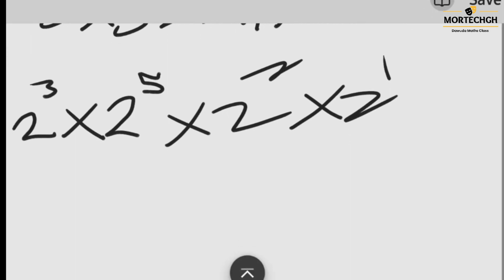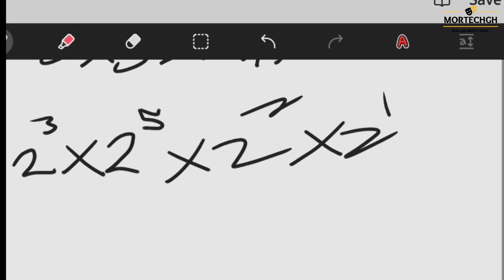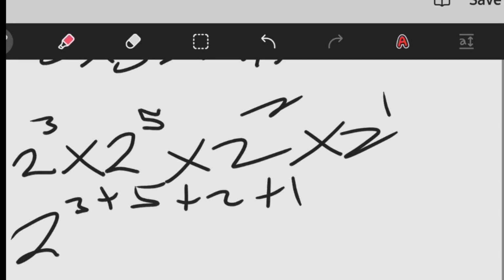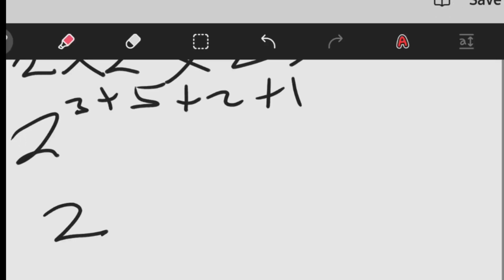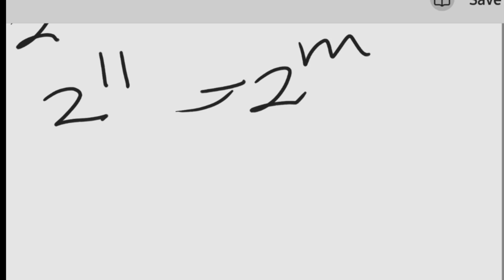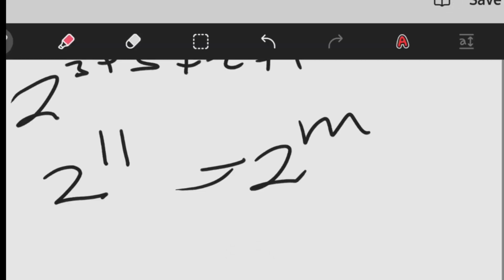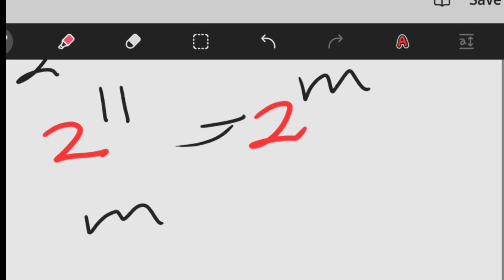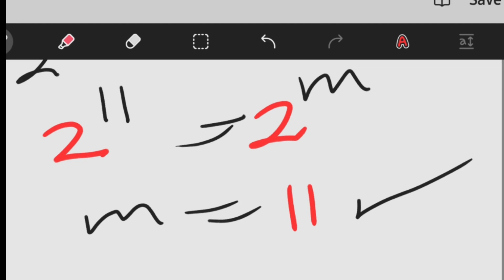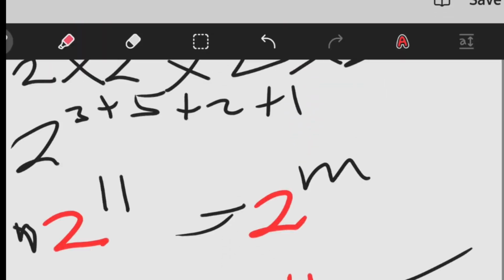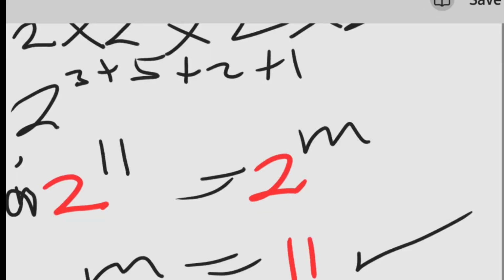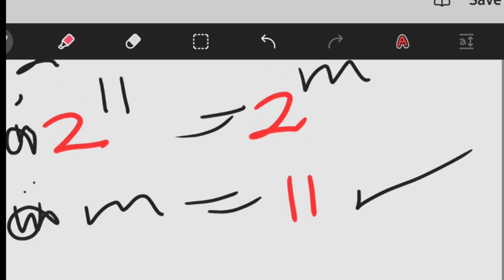According to the rules of indices, when you are multiplying and the bases are the same, we add the exponents. So we have 2 to the power 3 plus 5 plus 2 plus 1. 5 plus 3 gives you 8, plus 2 is 10, plus 1 is 11. Since the bases are the same, we have 2 here and another 2 here, so you can equate the exponents, which gives m is equal to 11 as your final answer. So this is 2 to the power 11.